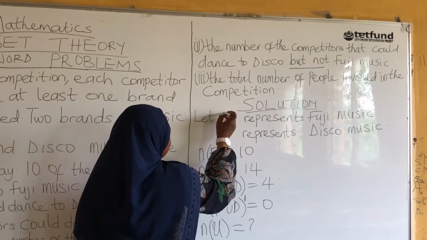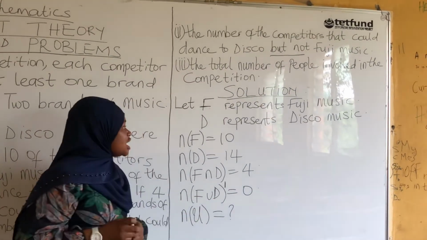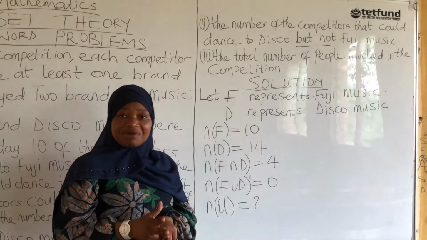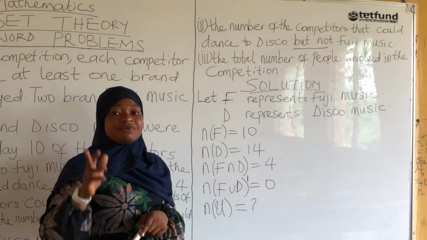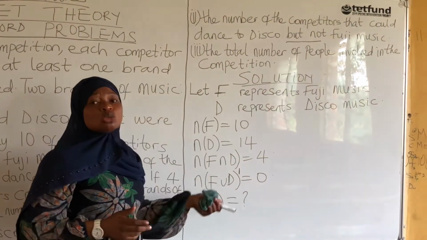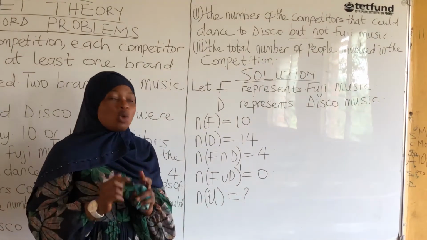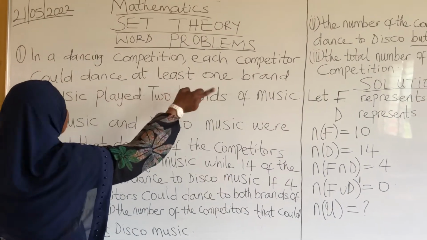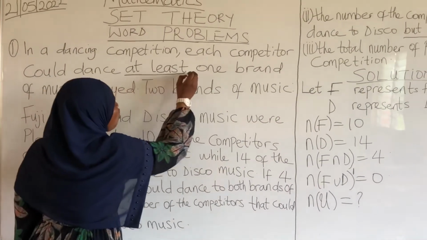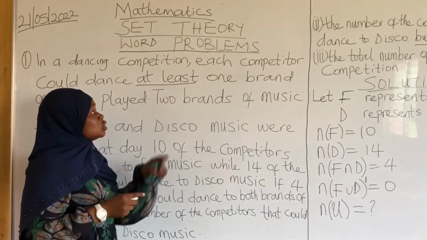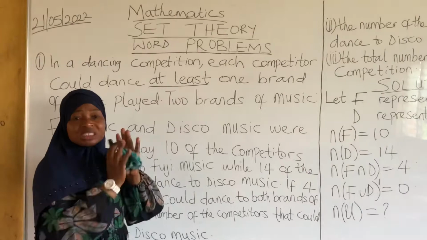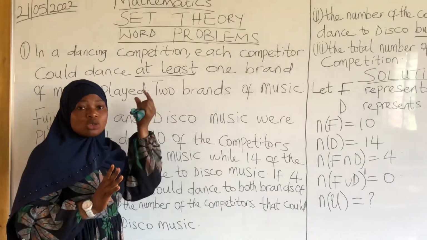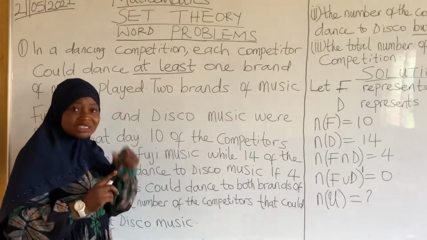In word problems, all that we need is to understand the Venn diagram very well. We need to understand the difference of sets, which is relative complements. And you need to understand the question very well. Like here, they said that in a dancing competition, each competitor could dance to at least one of the brands. That means there's no competitor that didn't dance to any of the music. At least one of those competitors danced to one brand of the music.